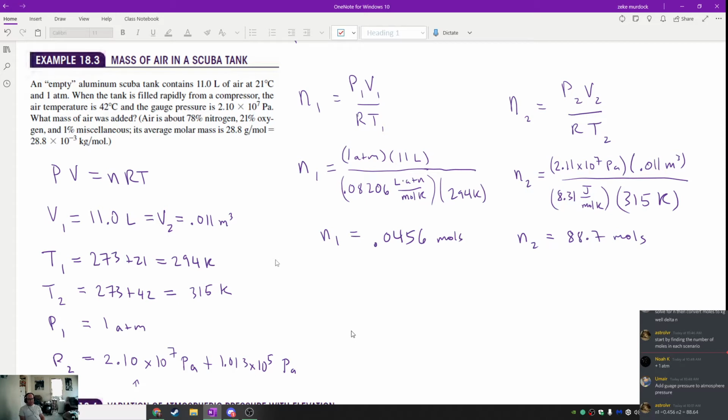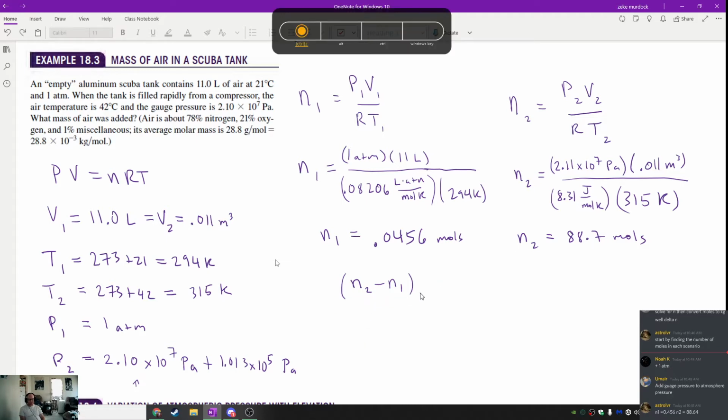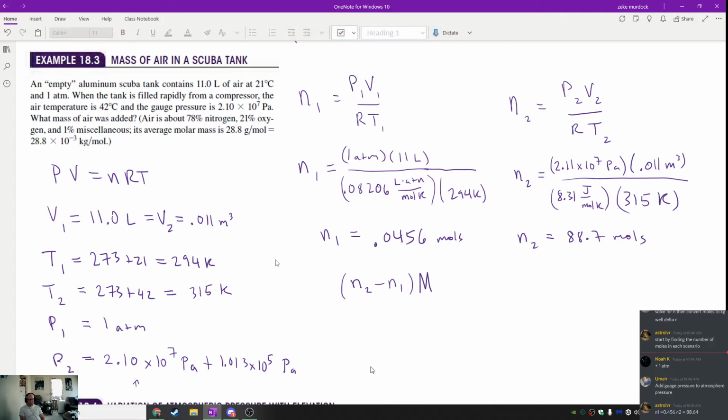Our goal was to figure out the mass of the air added, and so the original thing that Christian was saying is we need to find delta N. So that would be N2 minus N1. And then if you know the number of moles and you want to find the mass, you need to, what, divide by molar mass? Nope. Multiply by molar mass, right? Because molar mass is the number of grams per mole, times moles would give you grams, right?